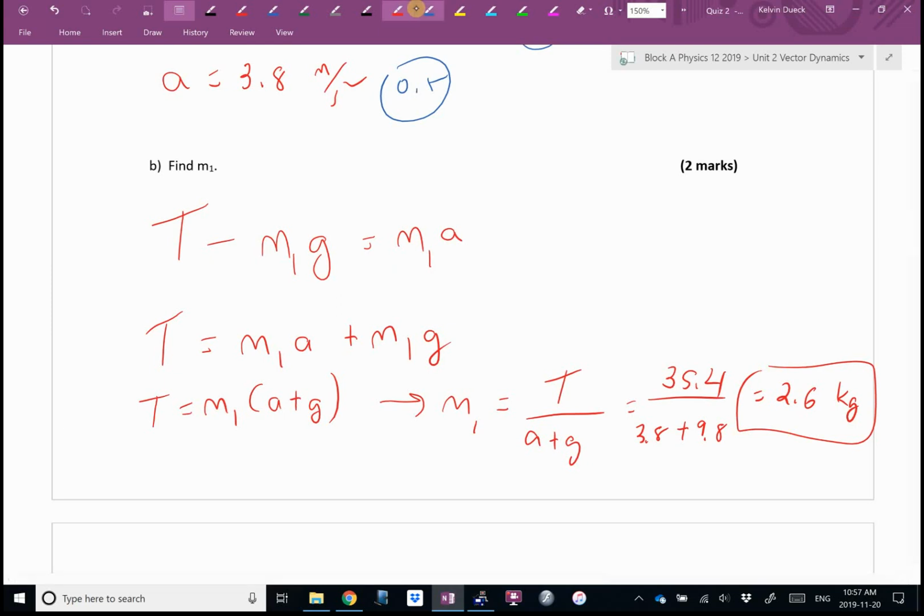2 marks. I would probably give you half mark if I saw that, half mark if I saw that, and a half mark for the answer. If you got A wrong, but you went 35.4 divided by your A plus 9.8, I would give you 2 out of 2 for part B.